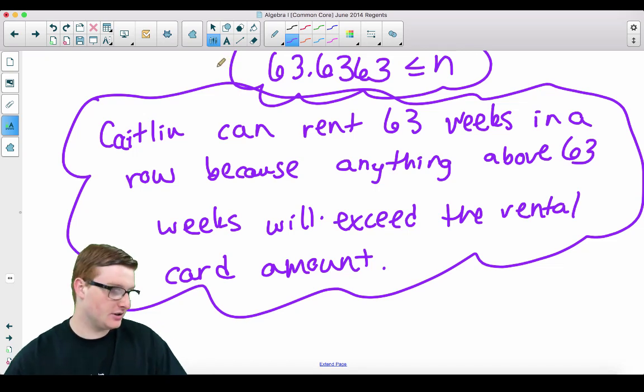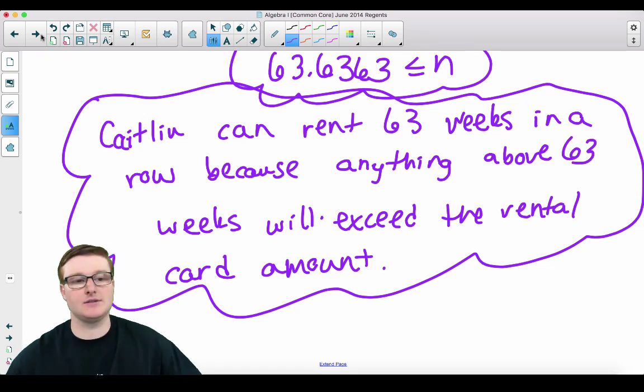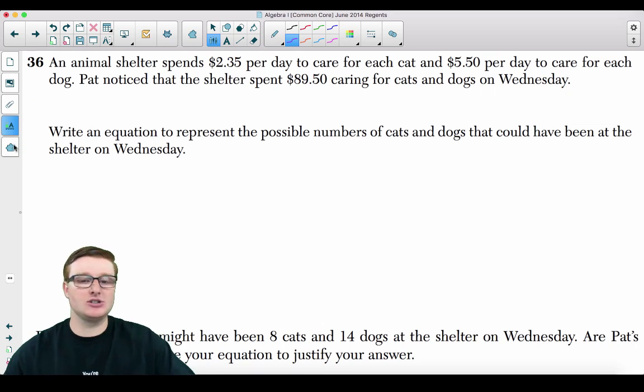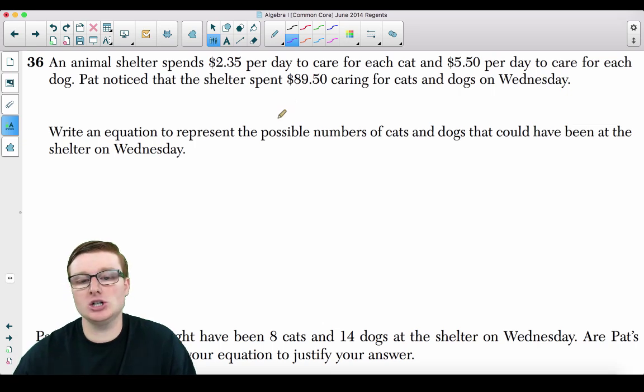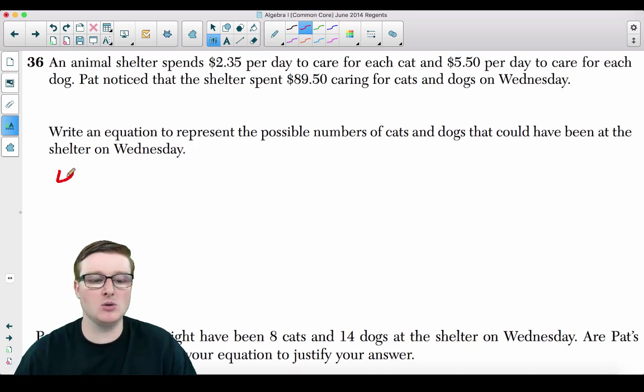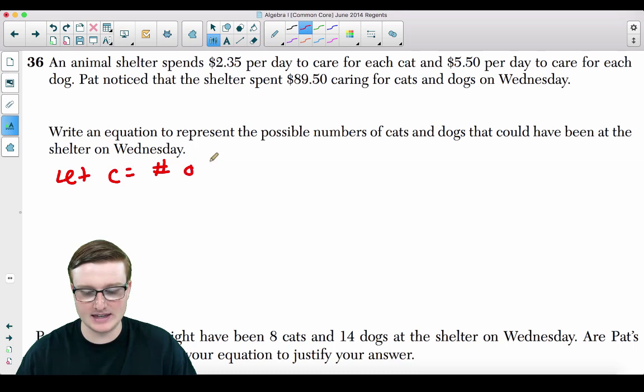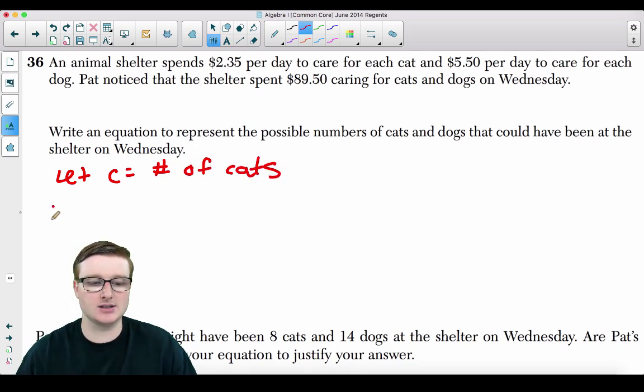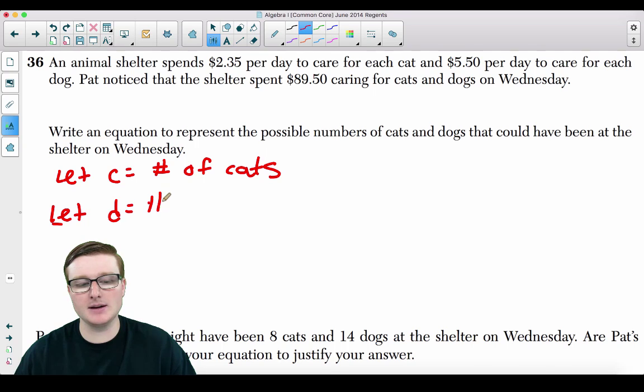All right, moving on to question 36. Oh, jeez, this is going to take forever. An animal shelter spends, this is a long Regents, $2.35 per day to care for each cat and $5.50 per day to care for each dog. Pat noticed that the shelter spent $89.50 caring for cats and dogs on Wednesday. Write an equation to represent the possible number of cats and dogs that could have been at the shelter on Wednesday. So here's what I'm going to do. I'm going to let C equal the number of cats, and I'm going to let D equal the number of dogs.